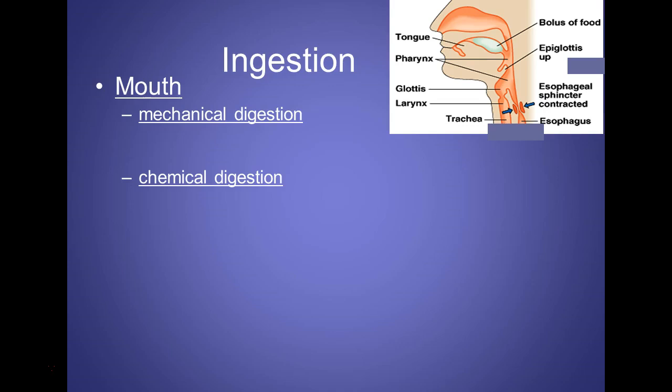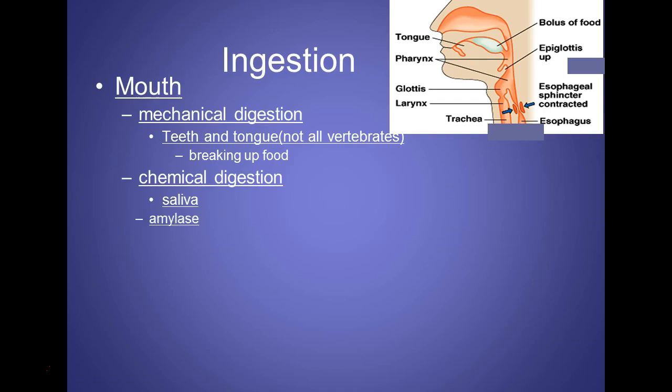So let's talk about the process of digestion. So we're starting with ingestion. If you remember, number one was ingestion on the 5 processes of digestion. So we get into the mouth where there's mechanical digestion in our teeth and our tongue, but not all vertebrates, like I showed you before, are breaking up food. So for the bird, it would be the rocks that are breaking up food. Chemical digestion also starts in the mouth, like I said before.